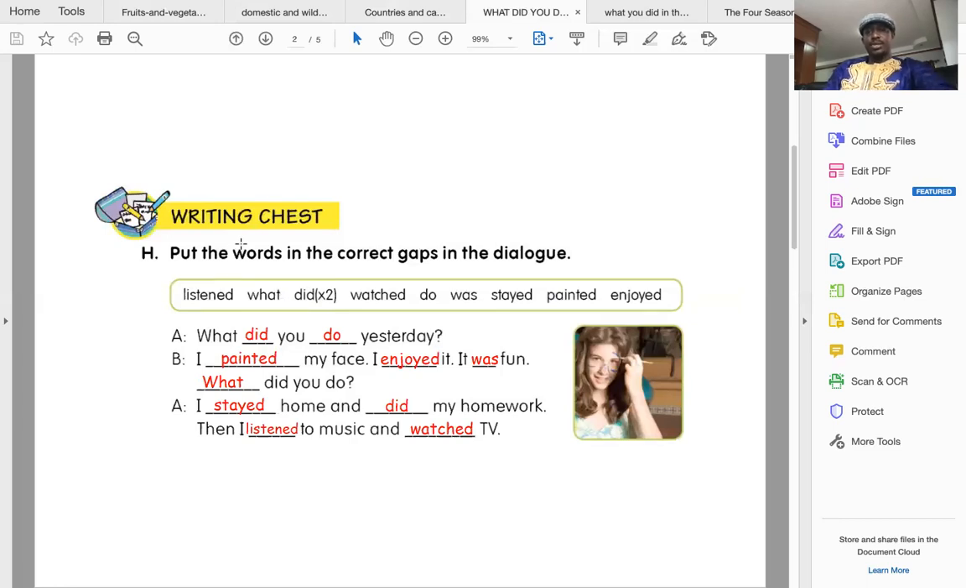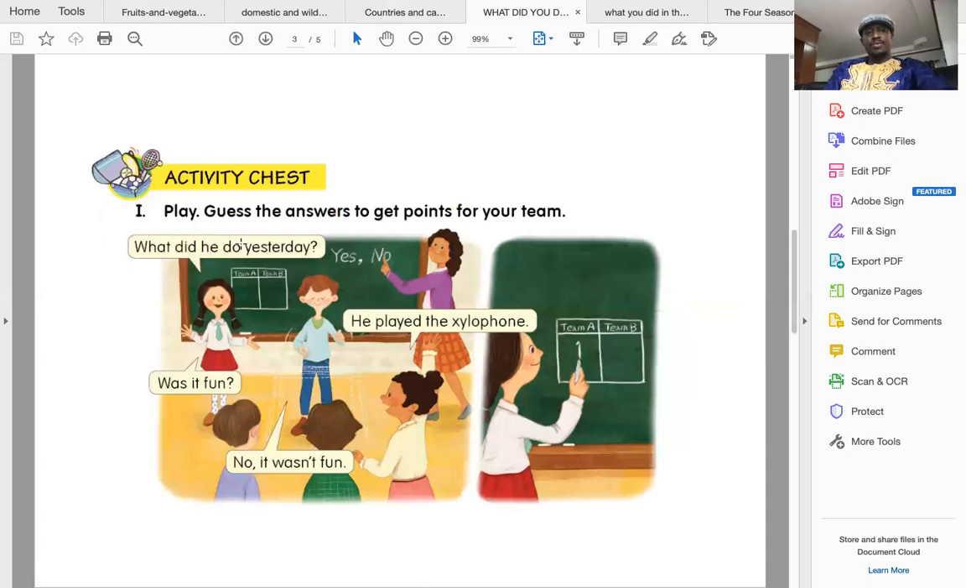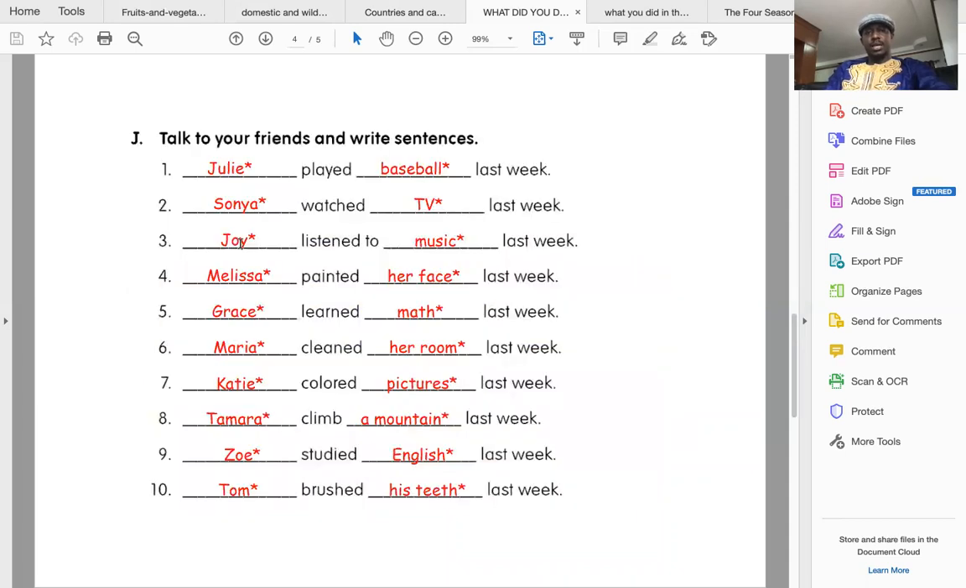Okay. So we also have the guess the answer, to get a point for your team. What did you do yesterday? What did he do yesterday? He played the xylophone. Was it fun? No, it wasn't fun. So here we say talk to your friend and write the sentences.